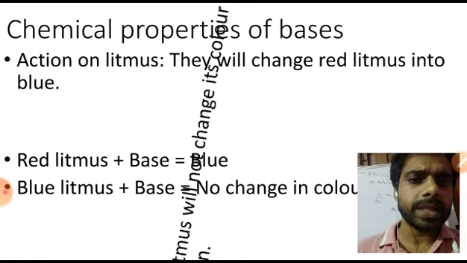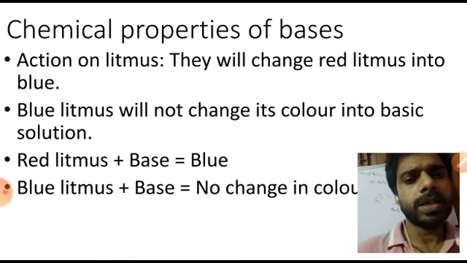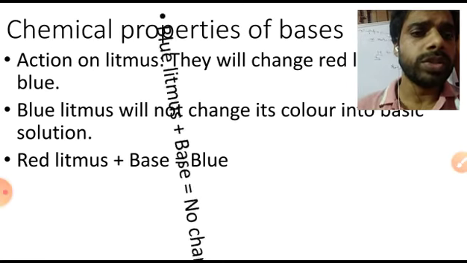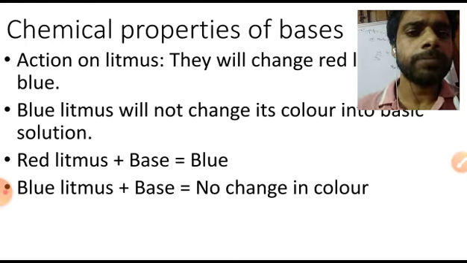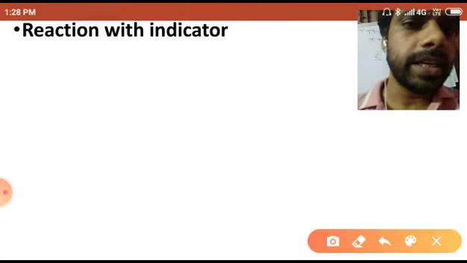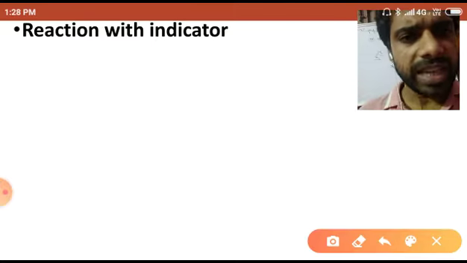Now you can see that blue litmus will not change its color, red litmus plus base is equal to blue, and blue litmus plus base, no change. Now we will talk about the reaction with indicators. As you know, there are two types of indicator we are talking about.